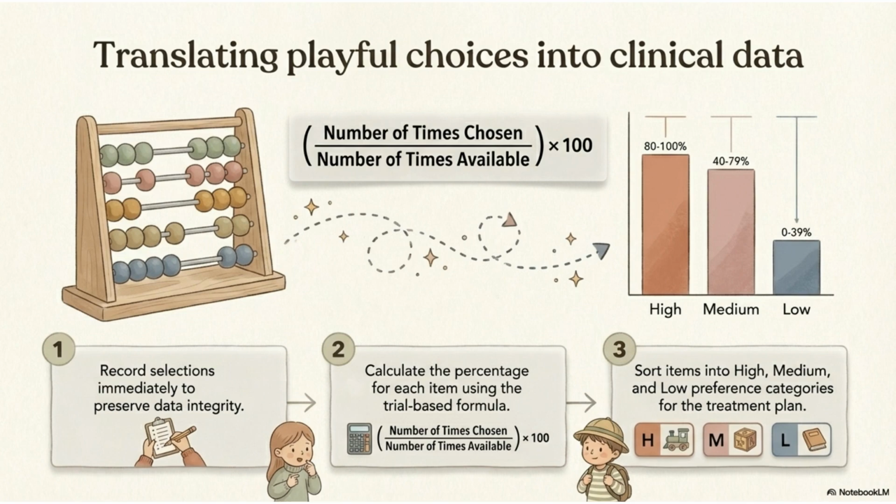Translating playful choices into clinical data involves three steps. First, record selections immediately. Second, calculate the percentage chosen for each item using the trial-based formula. Third, sort items into high, medium, and low preference categories for the treatment plan.